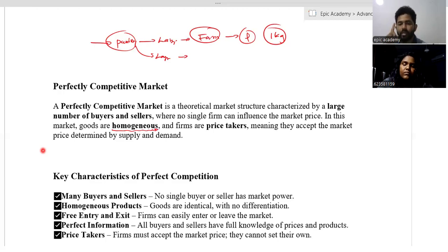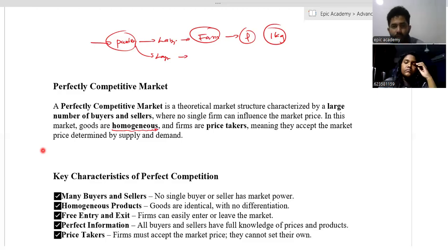There must be some heterogeneous features. But in this particular market, I mean, the perfect competitive market structure, there is no change from one producer to another. They are producing the same production, same features, same prices, and everything similar. That is why we call it homogeneous production. Okay, and firms are price takers.